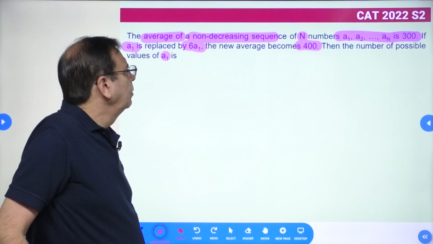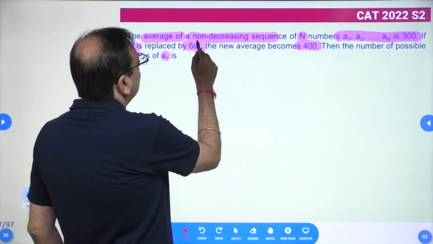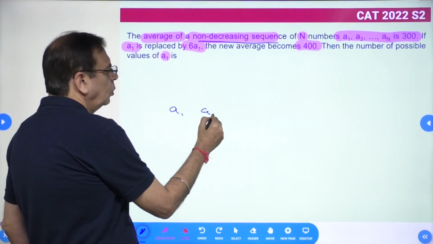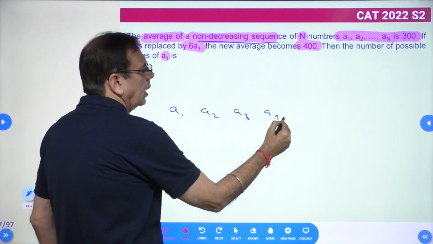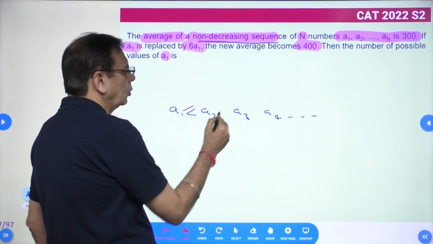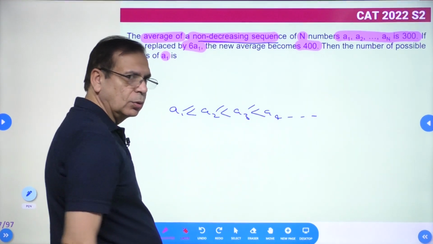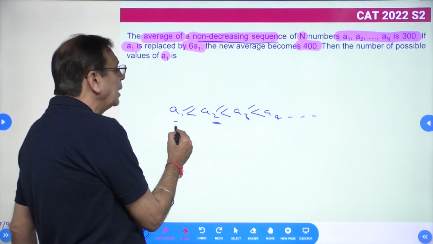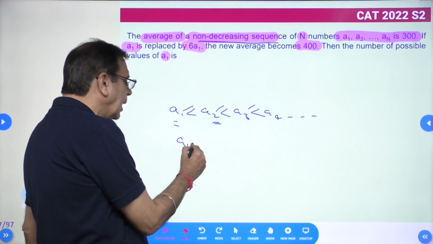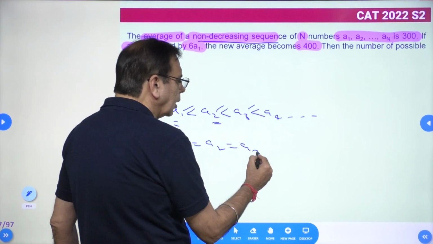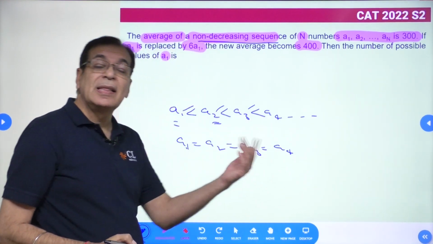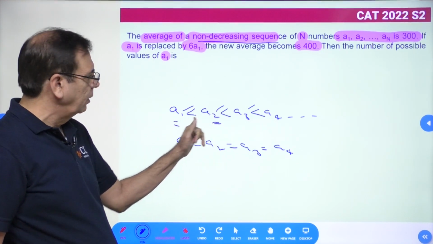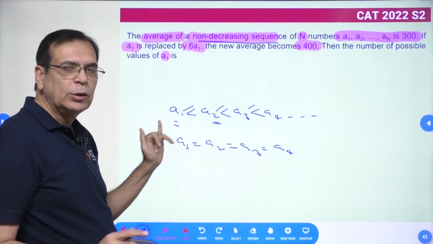Okay. Now, first thing, it is talking about a non-decreasing sequence. That means if I have A1, A2, A3, A4, and so on and so forth, less than or equal to, less than or equal to, less than or equal to. So A2 cannot be less than A1. A1 and A2 can be equal. All of these can be equal also, but a decreasing value will not happen. So A2 has to be either greater than or equal to A1. A3 has to be either greater than or equal to A2 and so on and so forth.